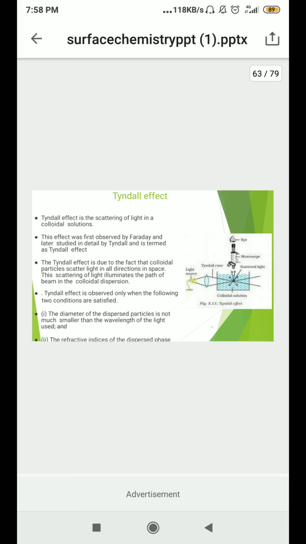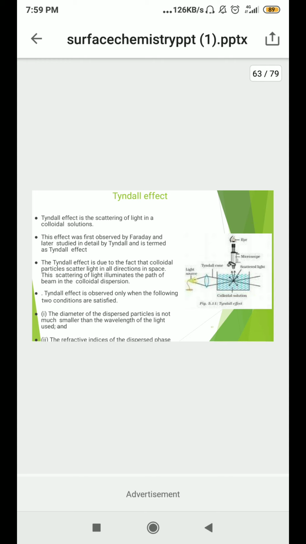This effect was first observed by Faraday and later studied in detail by Tyndall, and it is termed the Tyndall effect. Why? Because it was first observed by Faraday and later studied by Tyndall, so this effect has been named after him. The Tyndall effect is due to the fact that the colloidal particles scatter light in all directions in space, and this scattering of light illuminates the path of a beam in the colloidal solution.